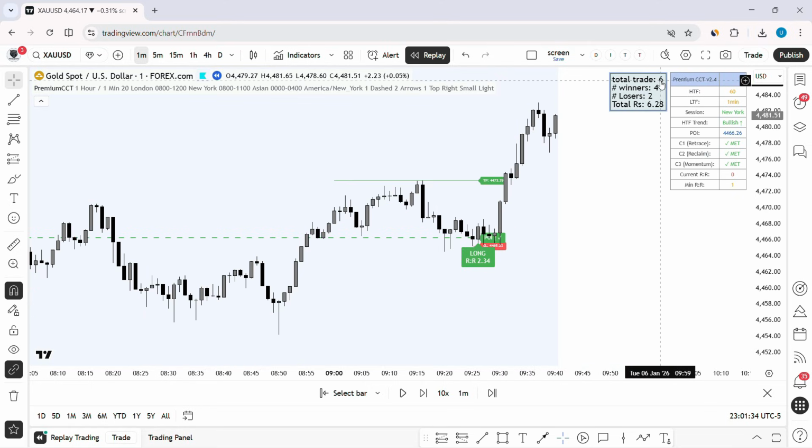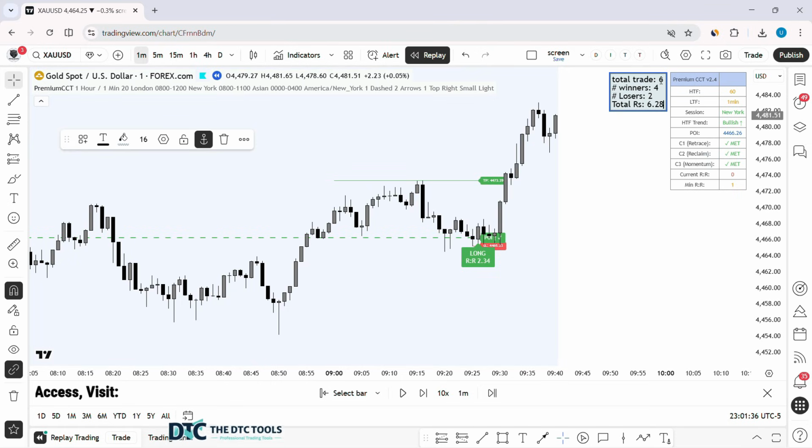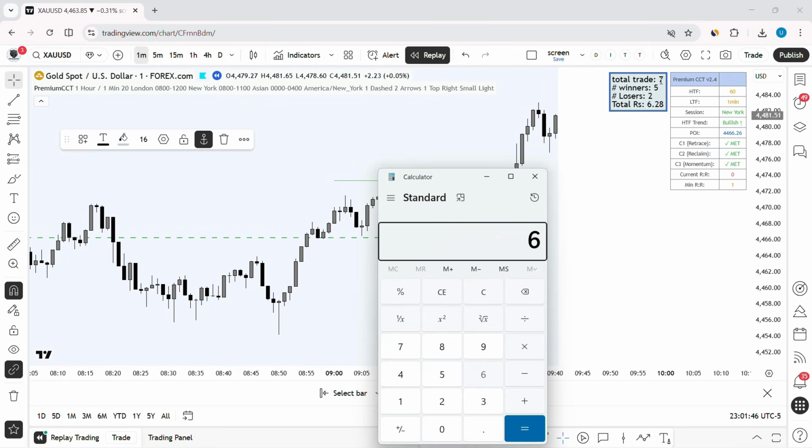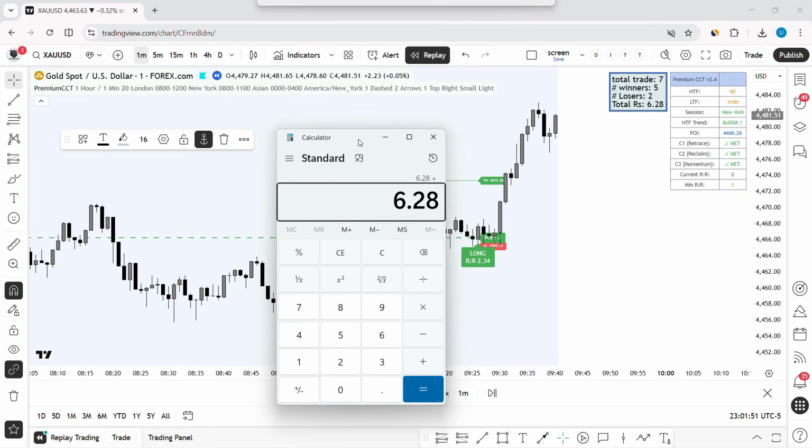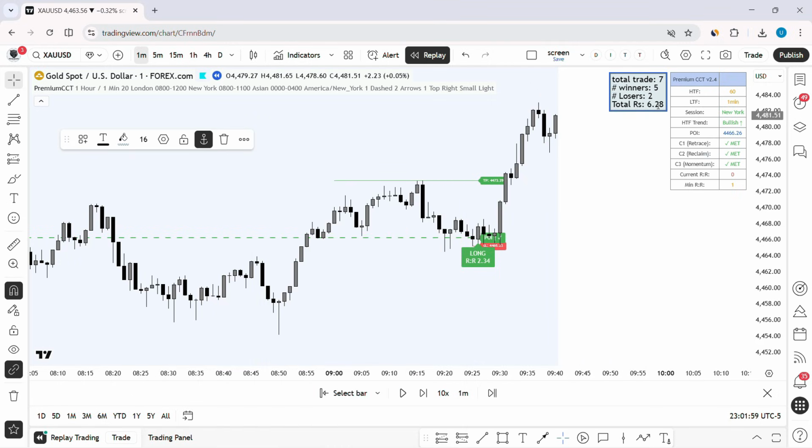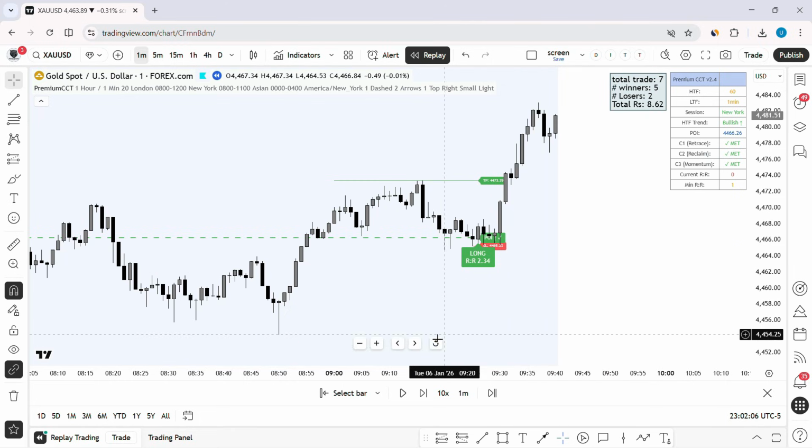Let's update the table. So our total risk reward gain has become 8.62. Let's continue and see if another trade forms on the 6th, or otherwise we will continue to the next trade.